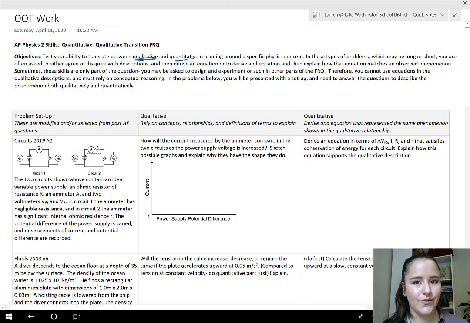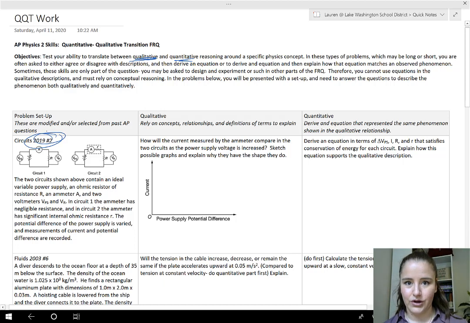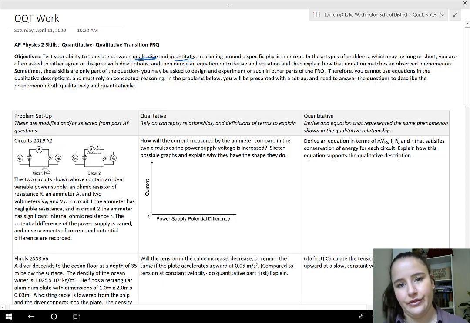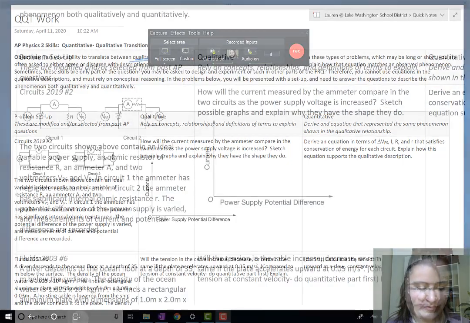So we are going to dive on in. All of these questions that we go through are parts of released free response questions from past AP Physics 2 exams. If I know the source, it's right there for you. If I don't know the source, then it doesn't have it, but they can all be found online through the question bank on AP Classroom and things like that. Okay, so let's get started.